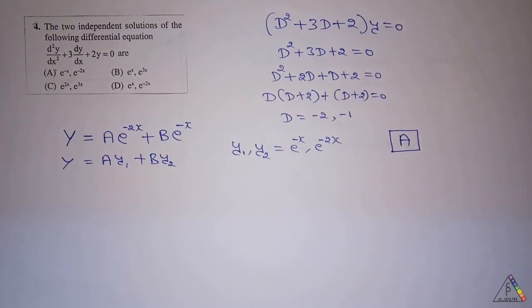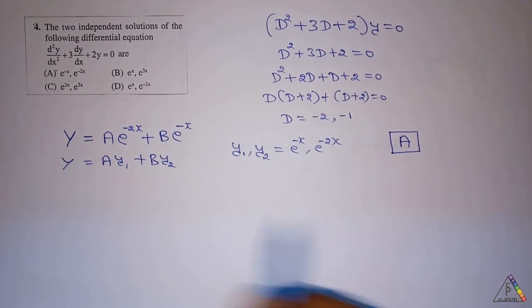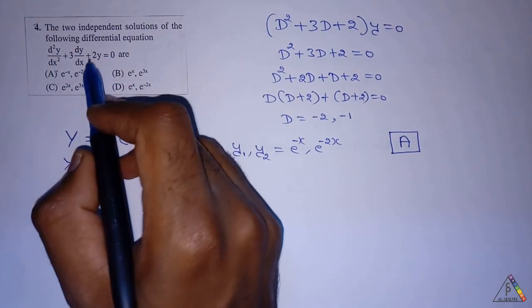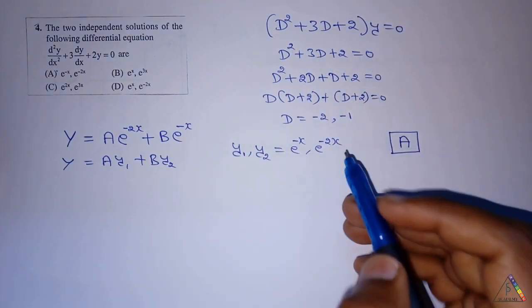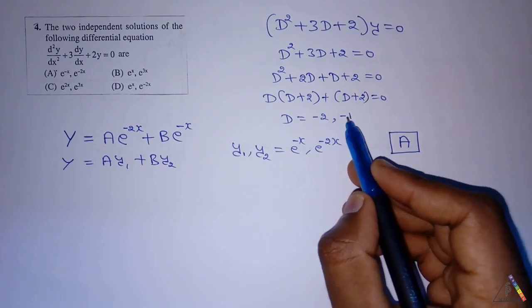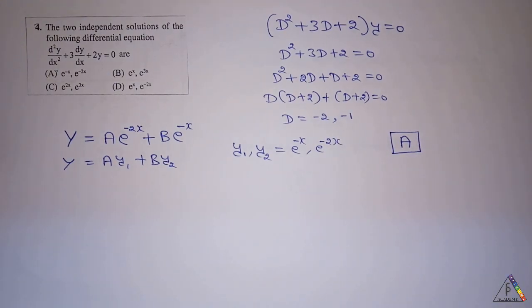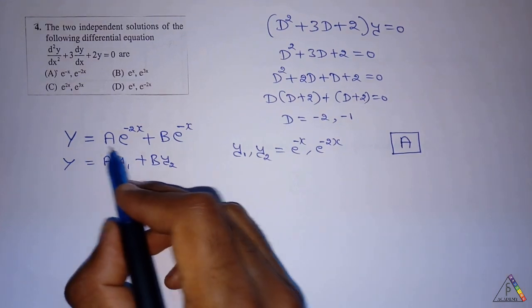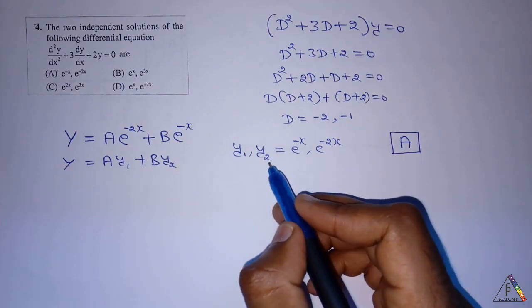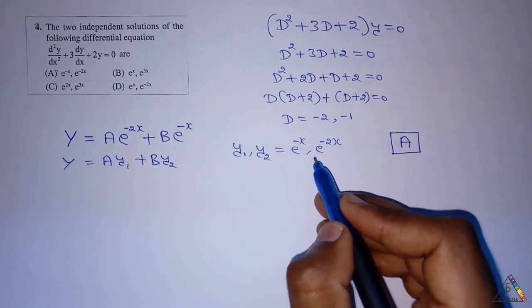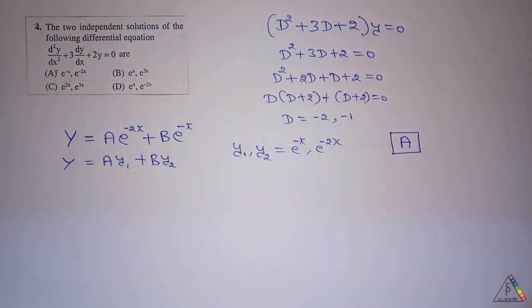Next question is the two independent solutions of the following differential equations. From our previous videos we can write this given differential equation in this form, and if we find the roots of this equation we get the roots as minus 2 comma minus 1. From our previous videos we know that the solution is y equals a e power minus 2x plus b e power minus x. Therefore the solutions y1 y2 are e power minus x and e power minus 2x. Therefore for this question the answer is A option.